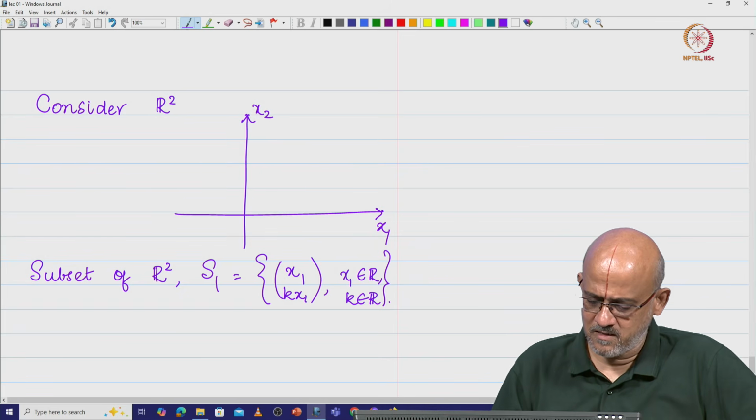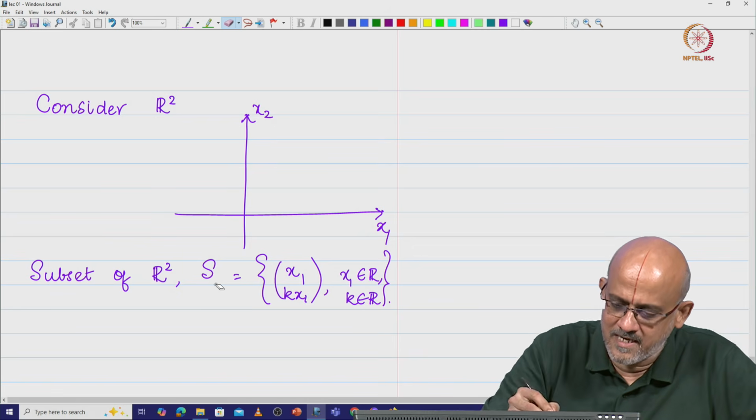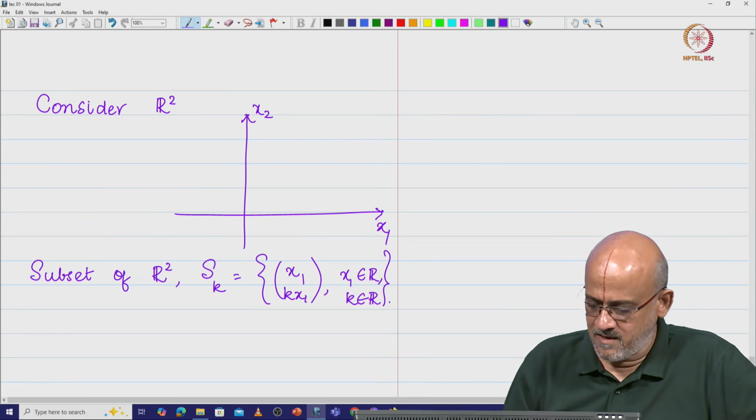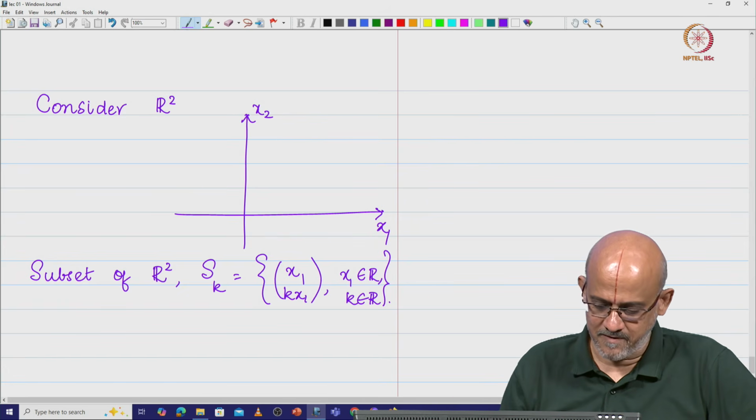So, what we will do is, instead of making it S1, let me call that Sk, and for every k that I get, I will replace that corresponding index and then see what is the geometry of this, and then we will probably understand a bit better.